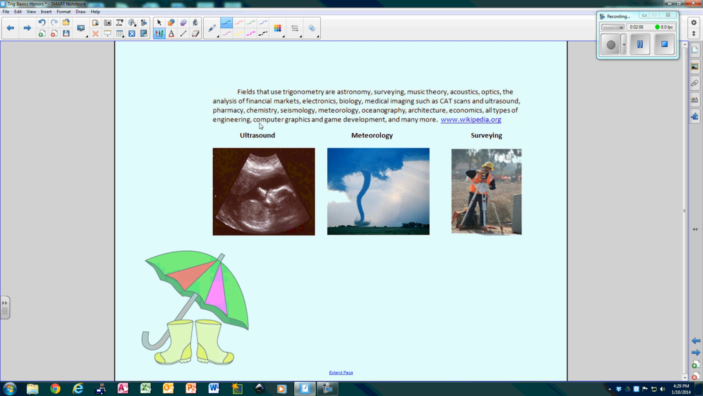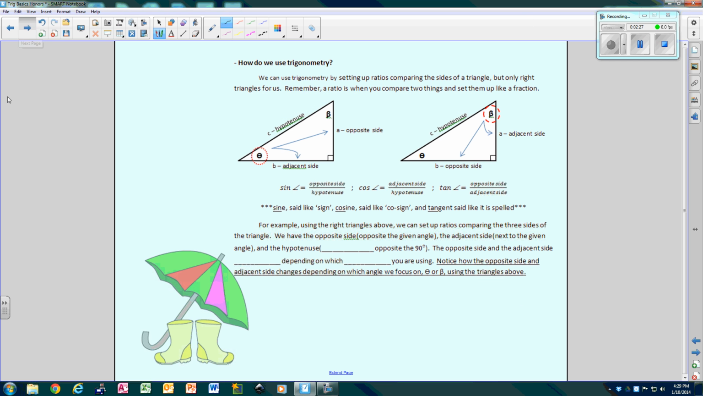Some fields: astronomy, surveying, music theory, acoustics, optics, financial markets, electronics. There are so many different things. You can go to wikipedia.org and find out all kinds of things. Trig is useful for ultrasounds, chasing tornadoes, surveying land. So this is how we use it.